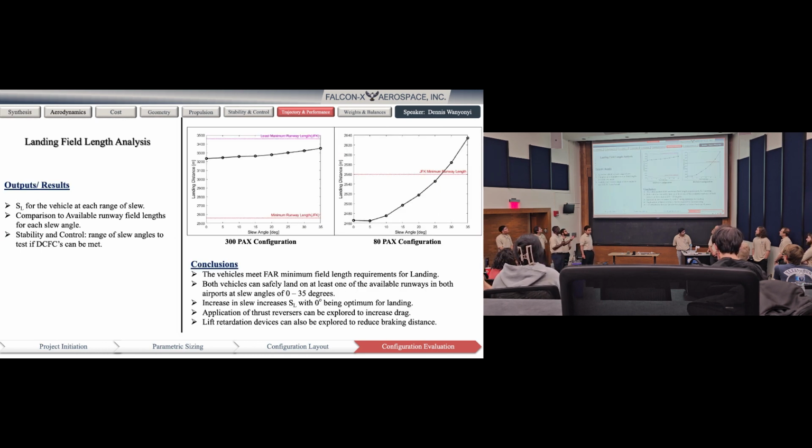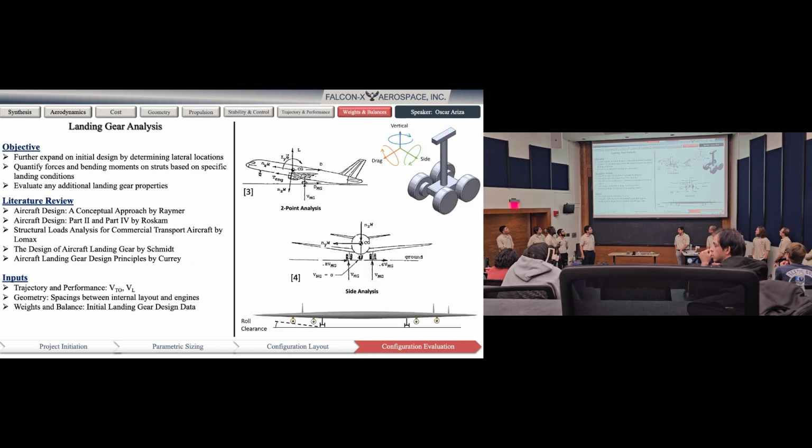And here are results with the 300 passenger configuration, and you find that the configuration is able to land safely for 3 of the 4 available runways, that is 2 at MHR and 1 at JFK, so we made minimum FIR requirements for the configuration.